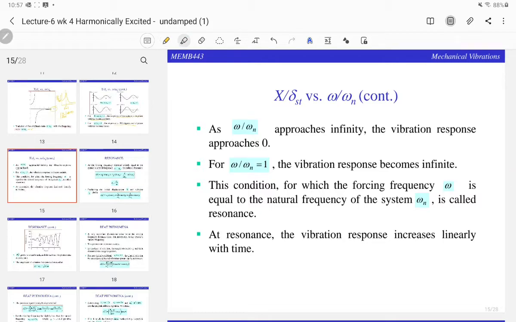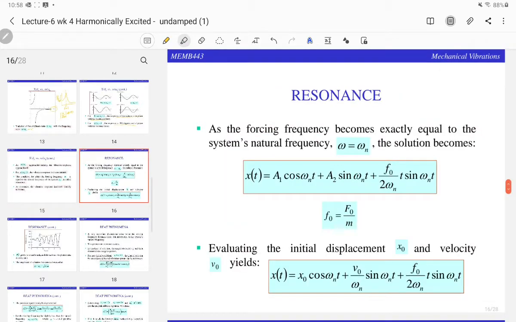So in terms of the response, when the R approaches infinity, the vibration response approaches 0. And when R equals 1, it becomes infinity. As I said, it is at resonance. So at resonance, vibration response increases linearly with time. So these are the conditions that a lot of times you would want to avoid, when we say at resonance.